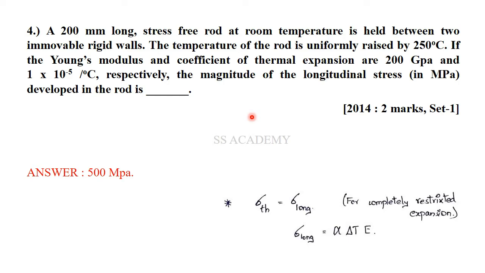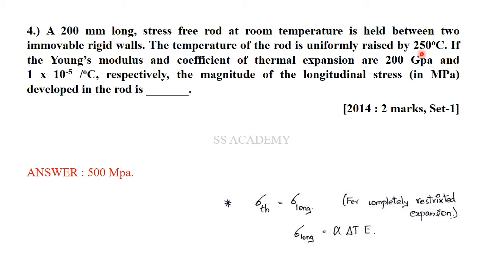That is, if you restrict the thermal strain, you will be getting a longitudinal strain which results in a thermal stress or longitudinal stress. The formula, as we have discussed earlier, is alpha into del T into E. Here they have given us uniformly raised by 250 degrees Celsius. That is, it is not increased to 250 degrees Celsius.